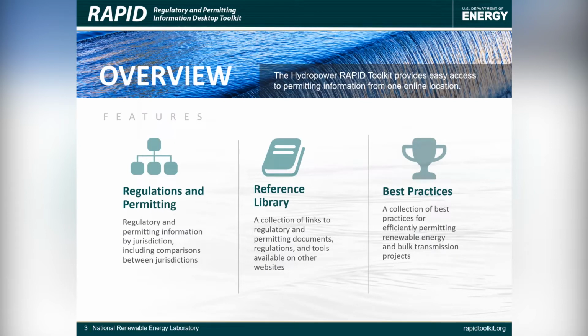In addition to our regulations and permitting database, we also have a reference library. This is a database that we've compiled mainly of the sources that we utilize and cite throughout the individual permit process pages on the Rapid Toolkit. But you can search it as a separate database, and it's a collection of links and documents relevant to statutes, regulations, permitting guidance, agency websites, and other tools that are available.